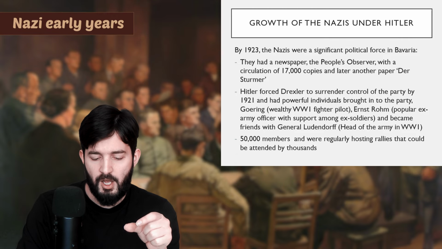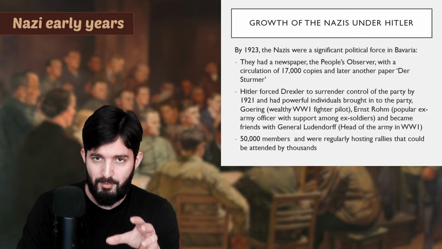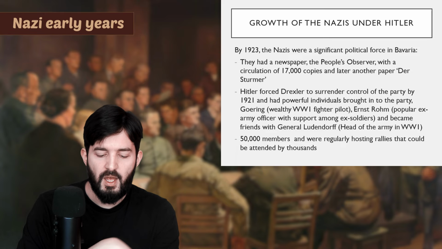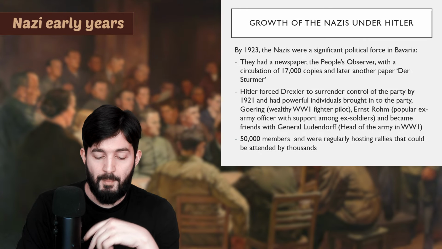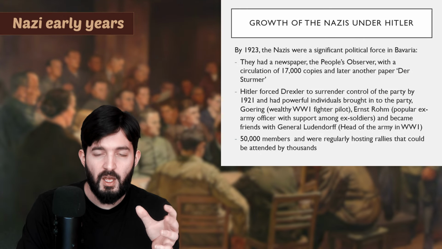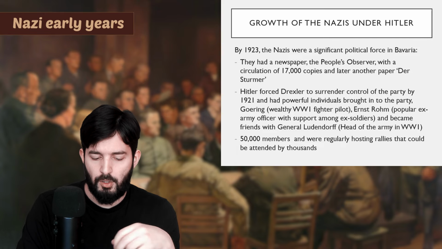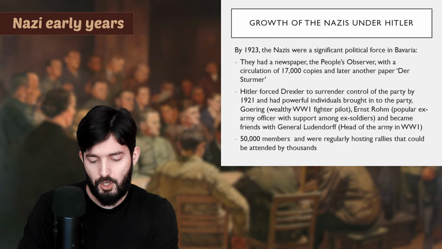You then get a man called Ernst Röhm coming in. Remember that name? He's a really important, a very, very, very important individual. And he's basically a very popular ex-army officer who, again, is very popular amongst ex-soldiers. And he'll later on become the leader of the SA as a consequence.